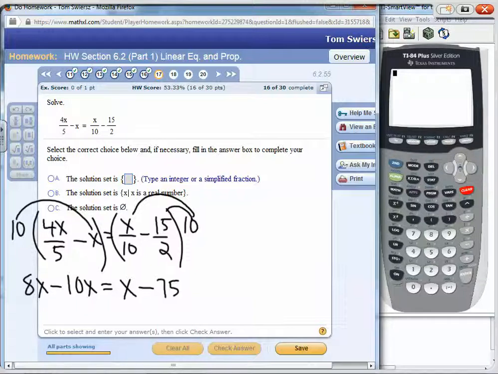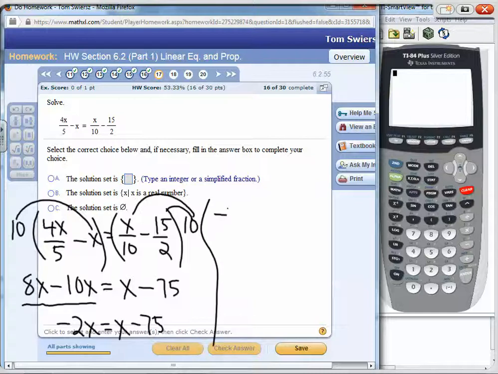Okay, now, where are we at now? On the left side, 8x minus 10x, they're similar terms, right? They're on the same side. We can combine. 8x minus 10x is a negative 2x equals x minus 75. So let's copy it down. What do we have? A negative 2x equals x minus 75. If we subtract x, because the constant's on the right side, we'll save a step. So subtract x from both sides.